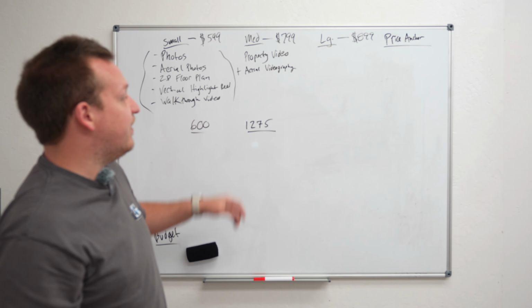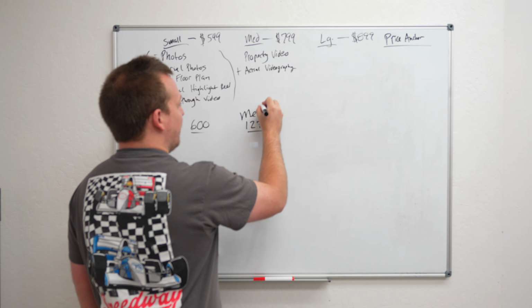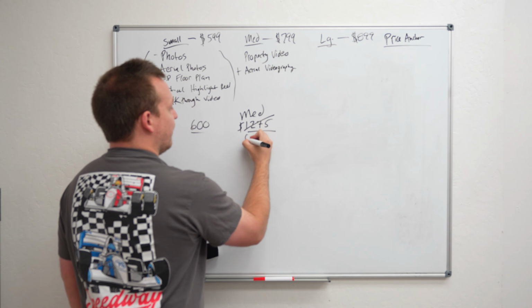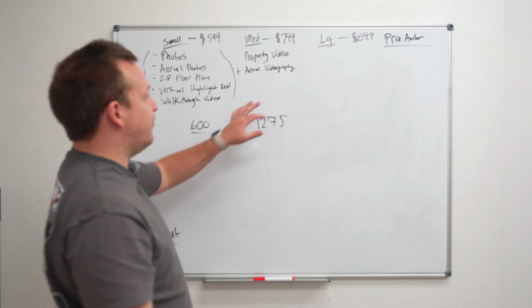So you can see the value here, where you can even have this listed on your website, like, medium bundle or whatever you name it. You have a slash through the regular price, and then you're on sale for $799. But we have the $1275 right here to go off of.